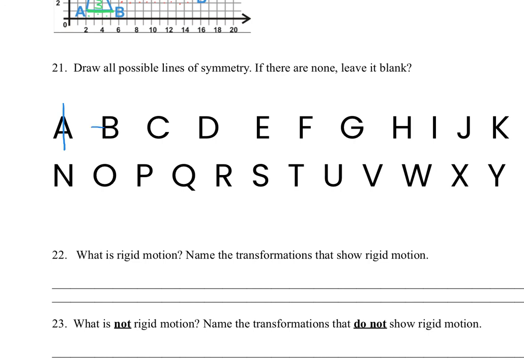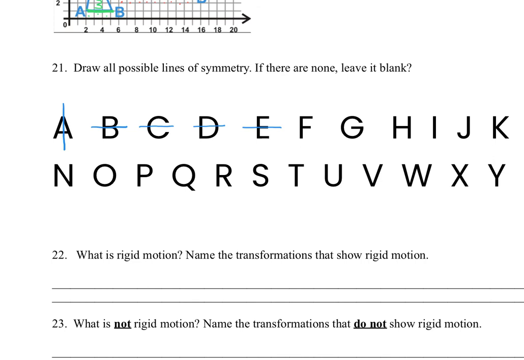For letter B, it can go across. Letter C, same thing going across. Letter D is repeating itself, it can go across. So A, B, C, and D only have one line of symmetry each. Now E, same exact thing, going across. F, there are no lines of symmetry on F. There's no possible way you can draw a line and it be the same on both sides. Same with G, there's no way there'll be a line of symmetry.